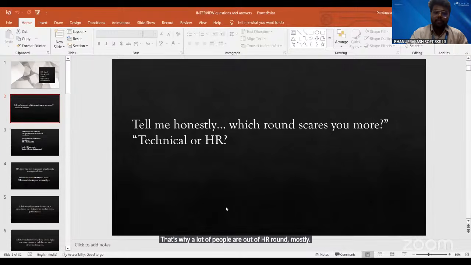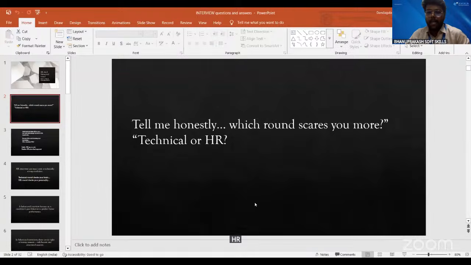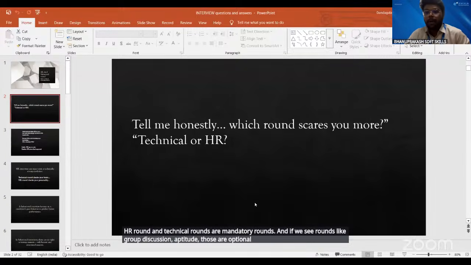And tell me, why do you think this? Even I told you, right? These two rounds are going to be mandatory in each and every company. HR round and technical round are mandatory. And rounds like group discussion and aptitude are optional; it depends on the company whether to conduct them or not.